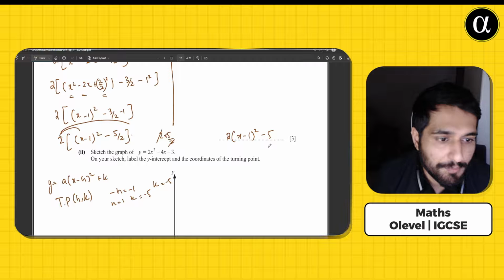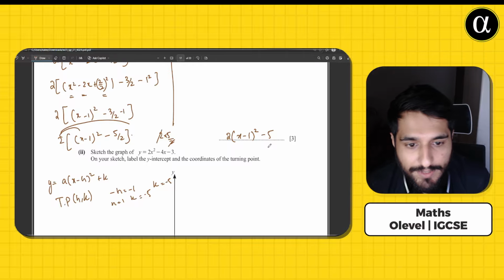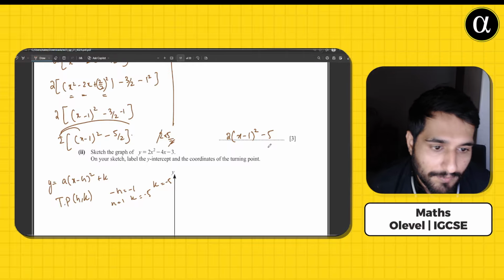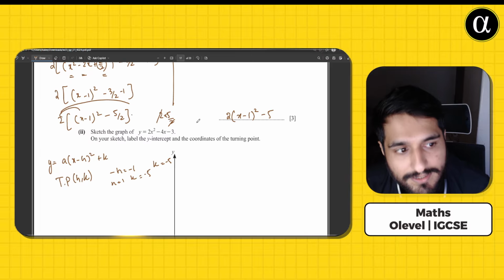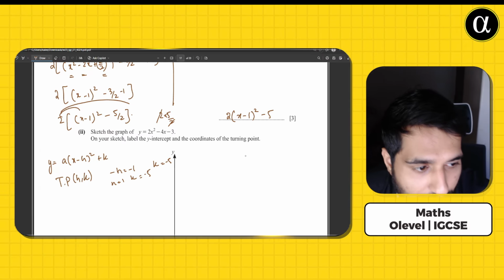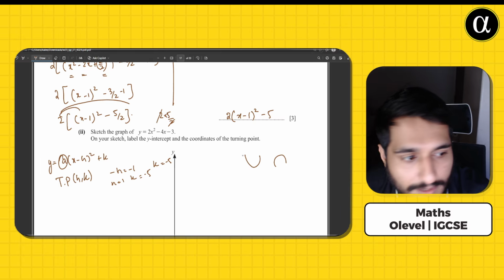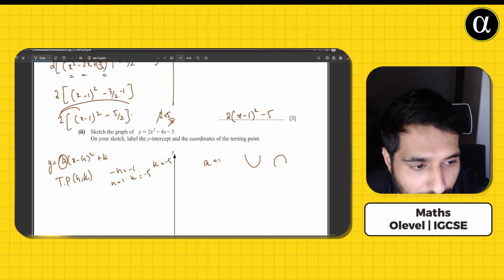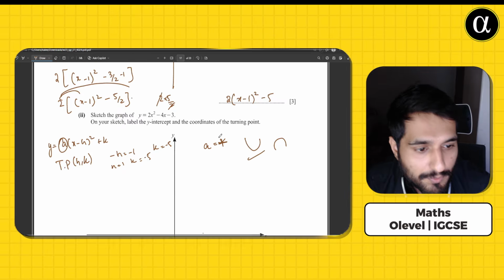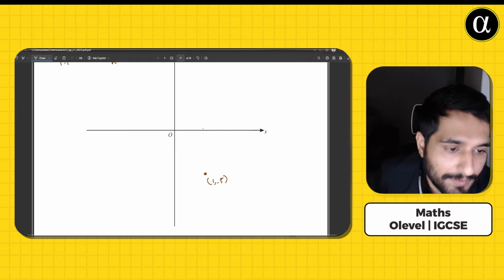Now, these are the turning points. Now, it further states that we need to label the y-intercept and the coordinates of the turning points. This is a quadratic graph. The quadratic graph is drawn in either this manner or that manner. How do you figure it out? We figure it out on the basis of a, and since a is positive, it will be drawn in this manner. So we know a rough sketch of this. The graph would be drawn something like this.